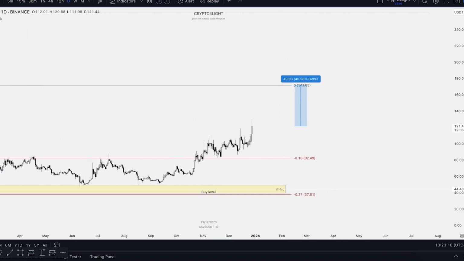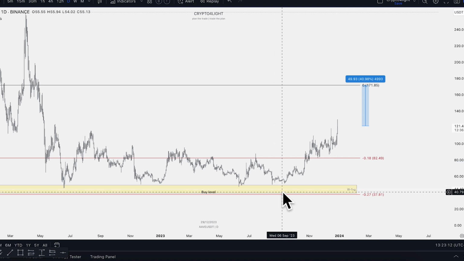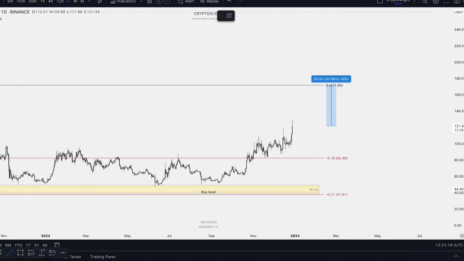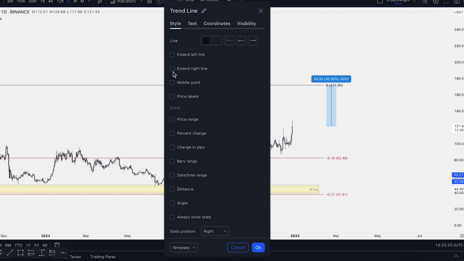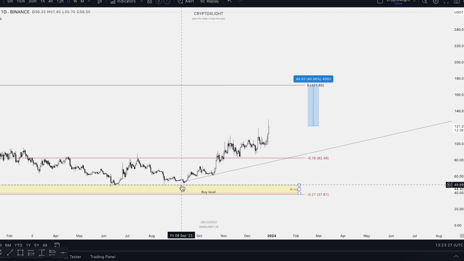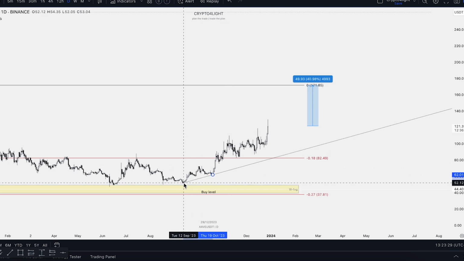But at the same time, we can start forming a channel. We got this trend line now, this one. We can extend it, for example, extend right, make it a line. So we can draw the trend line like this one, for example.